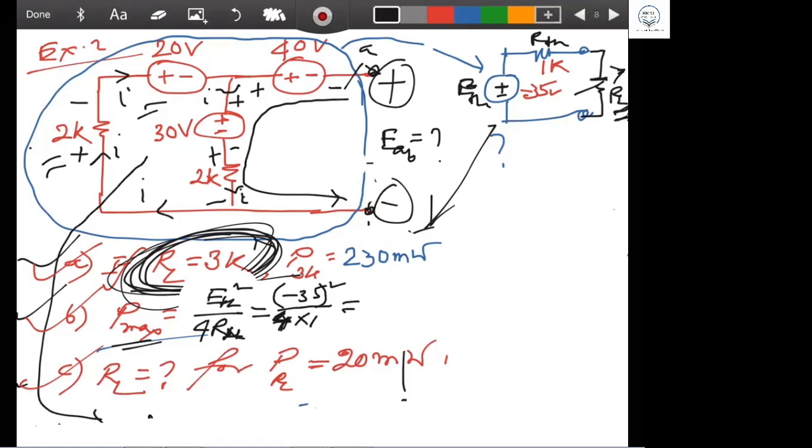Because everything is in milliwatt, if you convert into milliwatt, what will be the value? You multiply by 1000, you get it. After multiplying, 0.30 something multiplied by 1000 is going to be what? She said 306.25. Approximately 306 milliwatt I can write here, no problem.